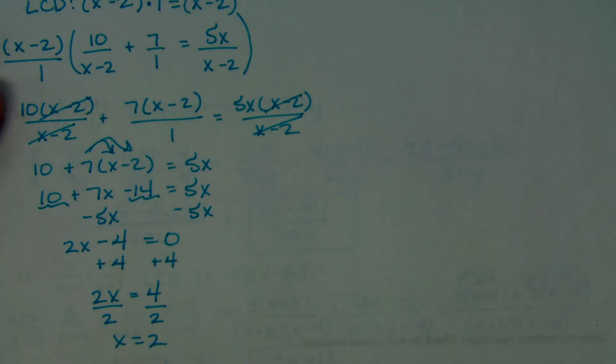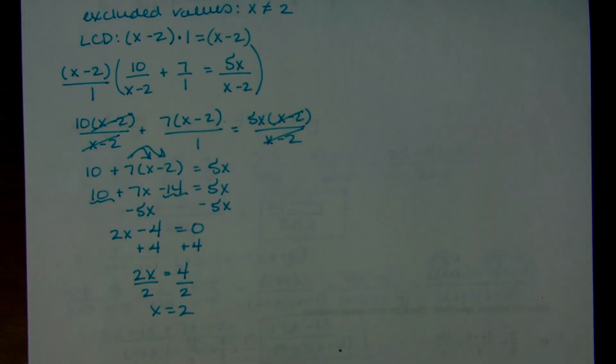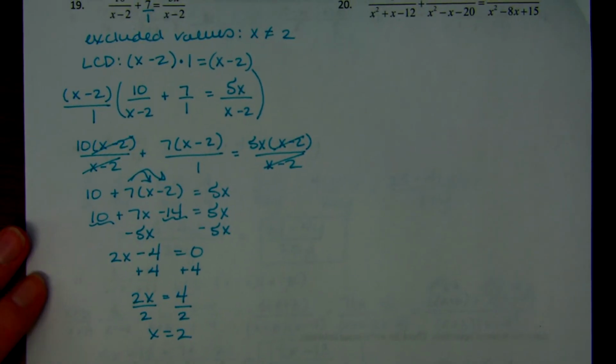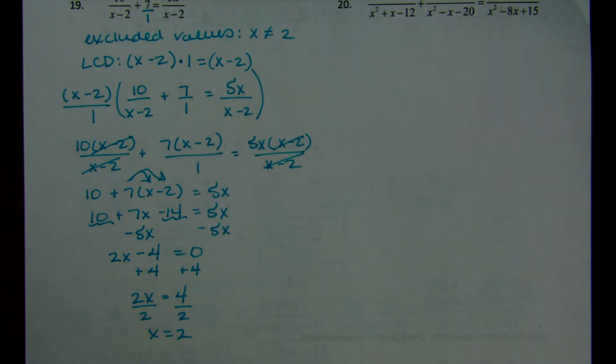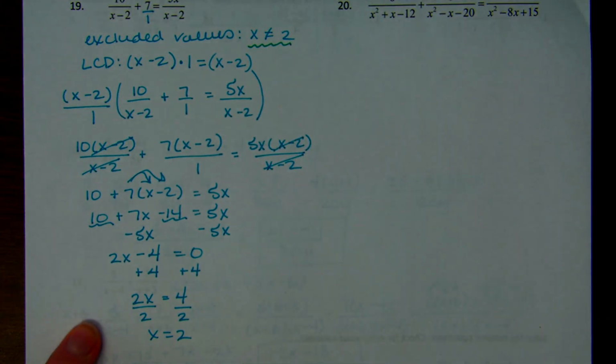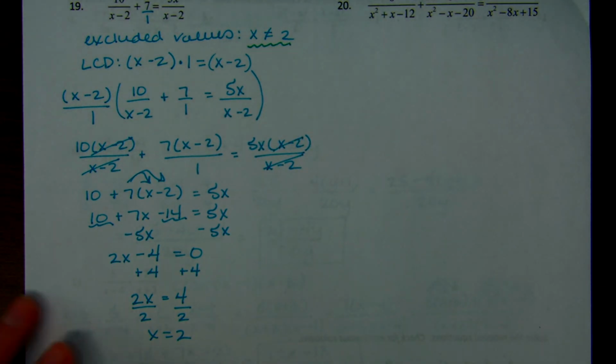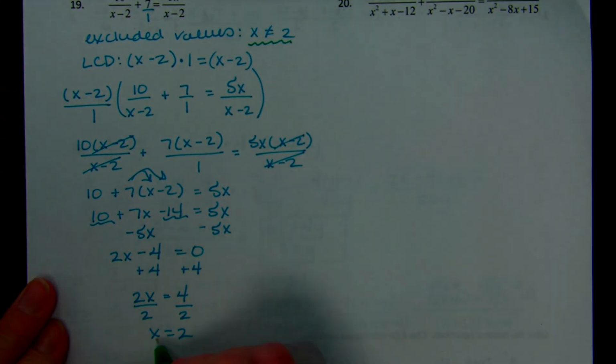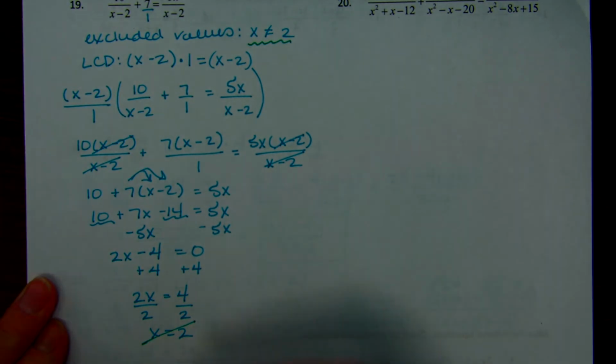And what we want to do is we want to throw a box around that number and just walk away, because that's our answer. We have to come back up to the top of this problem, and we have to look at our excluded values. And our excluded values for this problem, right there, x cannot equal 2. And so what we do is we mark through this, and we say nope. We say extraneous.